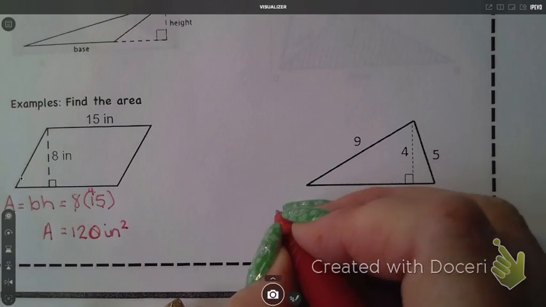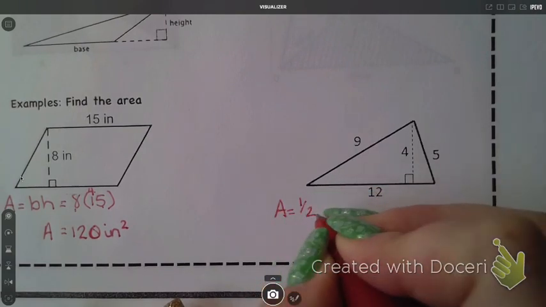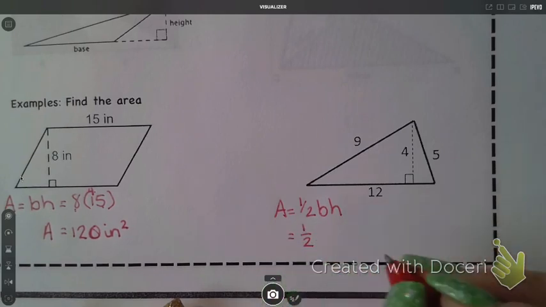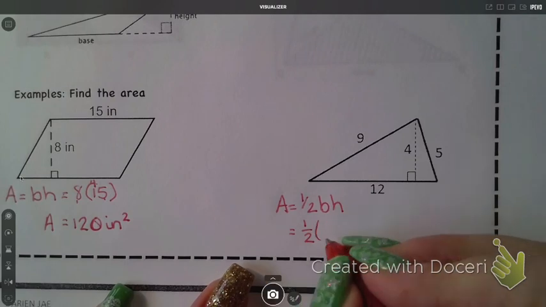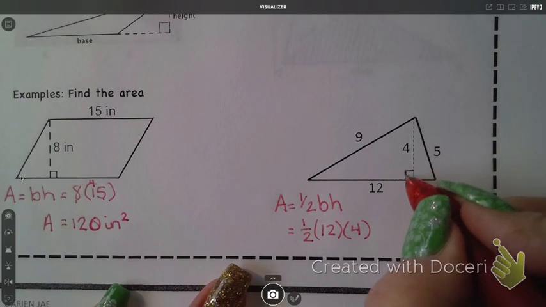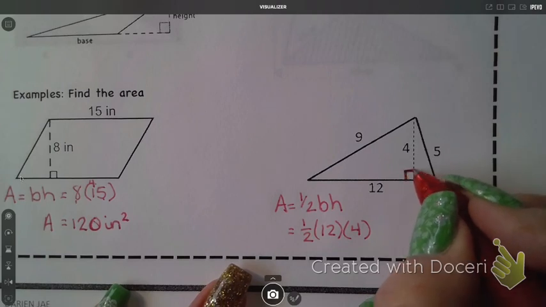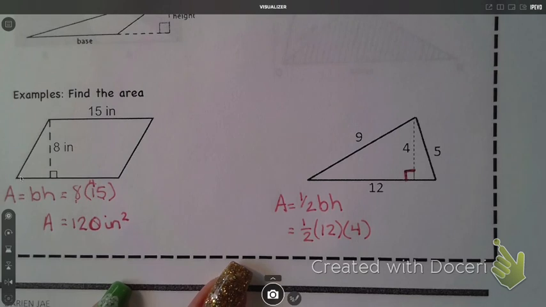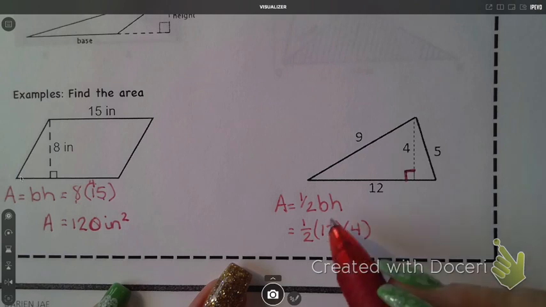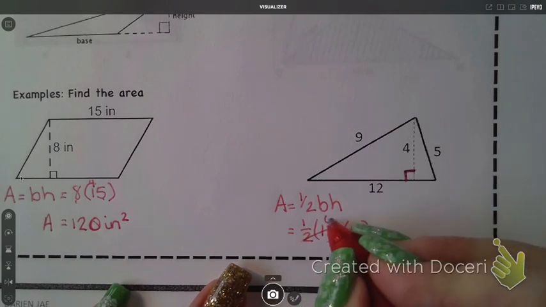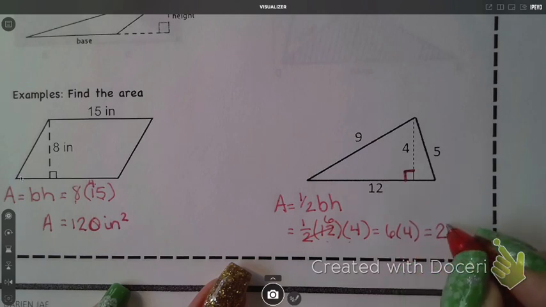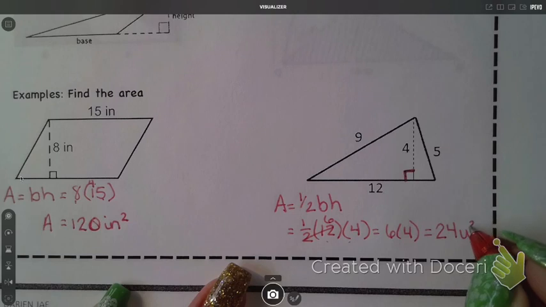Triangle. So area equals 1/2 base times height. So 1/2. What's the base? 12. And the height is 4. How do you know 4 is the height? Because it's going up and down. And it makes a what with the base? Right angle. Right angle with the base. Does it matter if I put 12 or 4 first when I'm multiplying? No. What's half of 12? 6. So 6 times 4 is 24. There are no units there, so you must put a U squared.